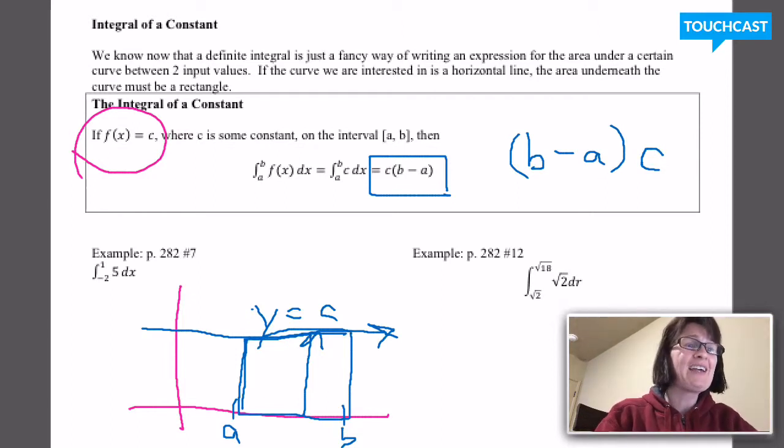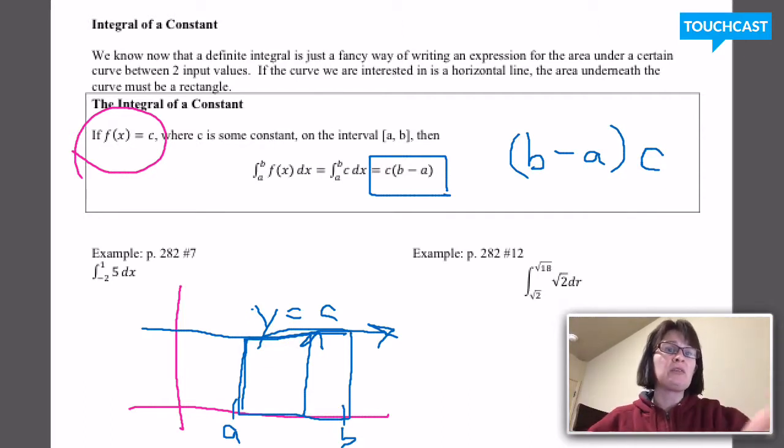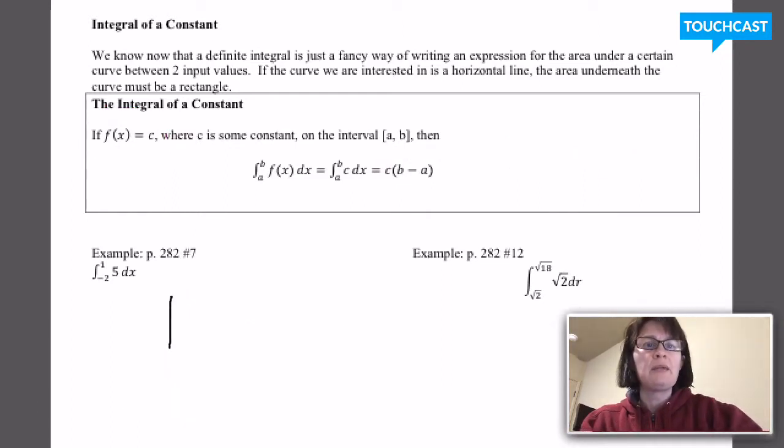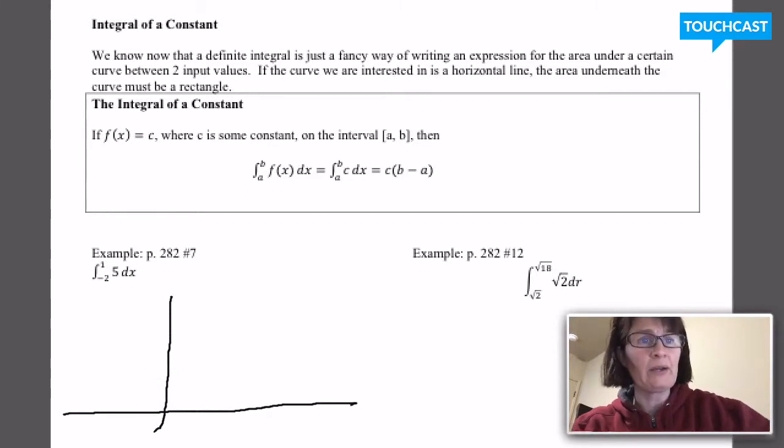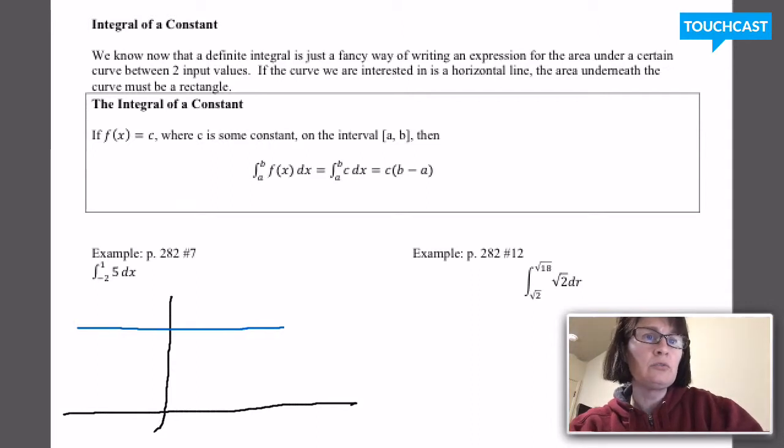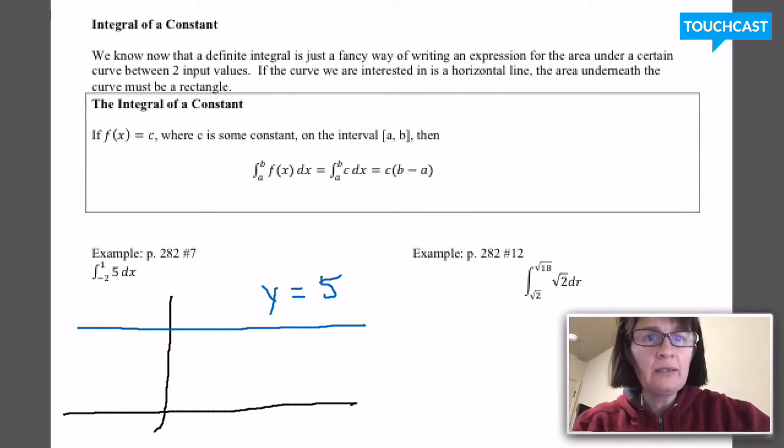If I want to find the area under a constant curve between a and b, the area is just the area of a rectangle. So the difference between a and b gives the width of the rectangle, times the height of the rectangle, which is going to be whatever this function value is. So let's practice that. Here I've been asked to find the area under the curve y equals 5. Well, here's y equals 5, between x equals -2 and x equals 1.